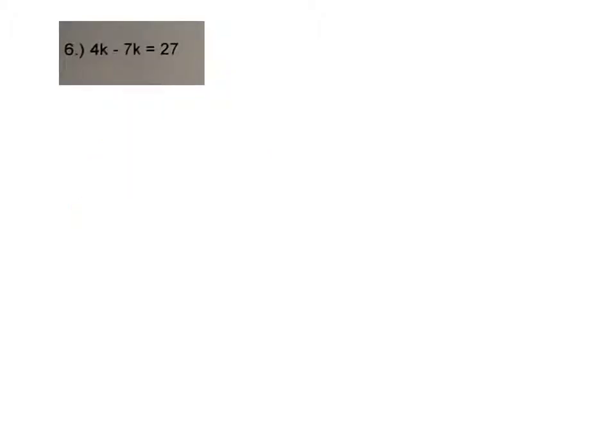Alright, here on the left side, there are like terms. We have 4k minus 7k. So those can be combined because they're like terms. When you put that together, you get negative 3k. And on the right, we still have that 27.